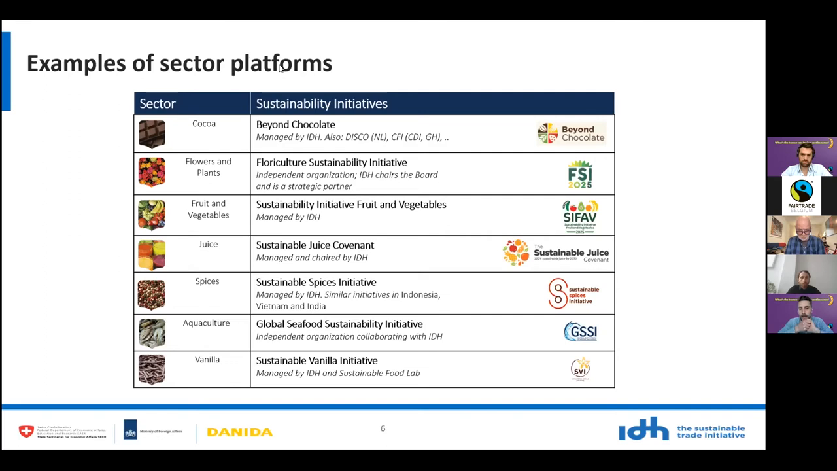I will mention here also the three following ones: the Floriculture Sustainability Initiative, CIFAF, the Sustainability Initiative for Fruit and Vegetables, and Sustainable Juice Covenant. Because I think these three in particular are very relevant and interesting for this discussion, since they also integrate a living wage commitment and ambition. So, for example, partners in CIFAF, in the newly launched program, also have a clear engagement to start measuring living wage gaps and defining pathways for one commodity to start with.